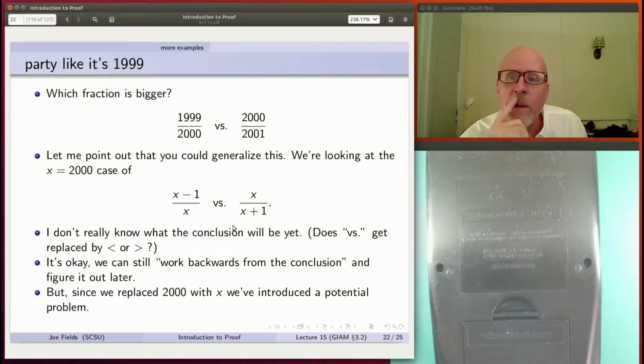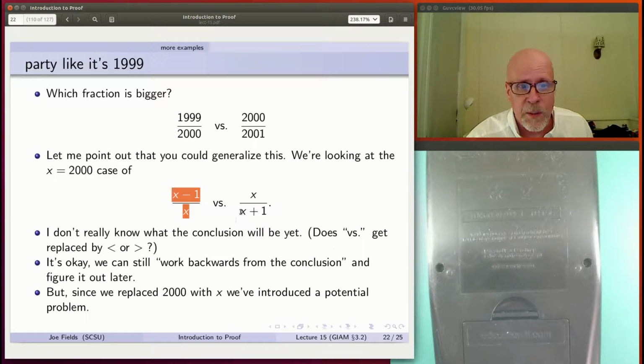Yeah, but we did do something that maybe isn't the smartest thing. Since we replaced the 2000 with x, there's possible values of x that mess up these two fractions. Look at x minus 1 over x. If x is 0, you're hosed. You've got division by 0. And what value would make that go undefined? -1.